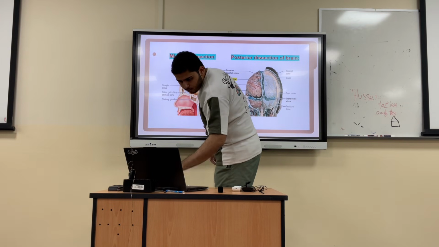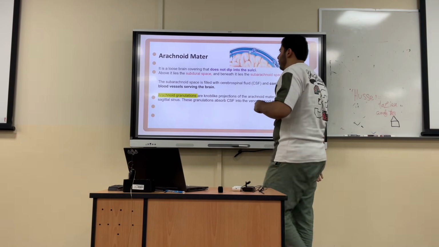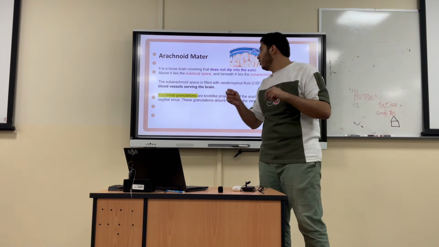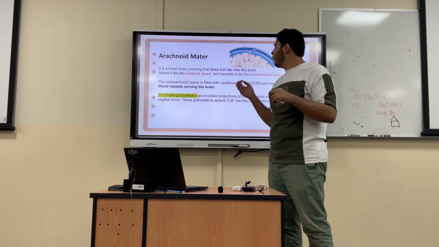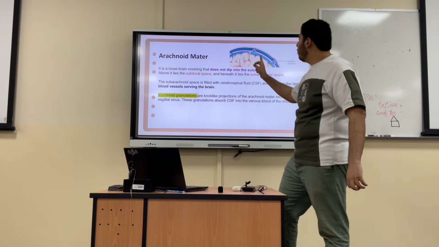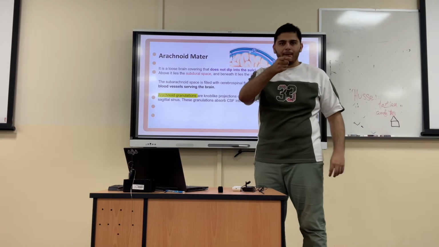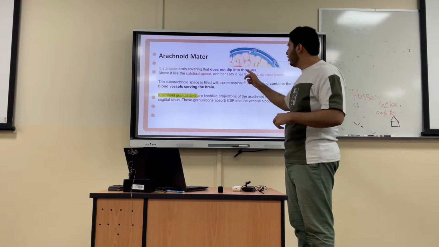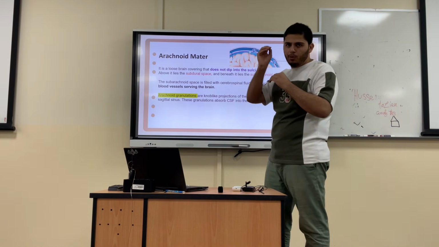Now let's go to the arachnoid mater. It is a loose brain covering. That's the second layer, the second mater. The loose brain covering that does not dip into the sulci, the opposite of what we see in the pia mater, which dips into the sulci, as we'll explain. But memorize it: it does not dip into the sulci. It's a little bit upward.